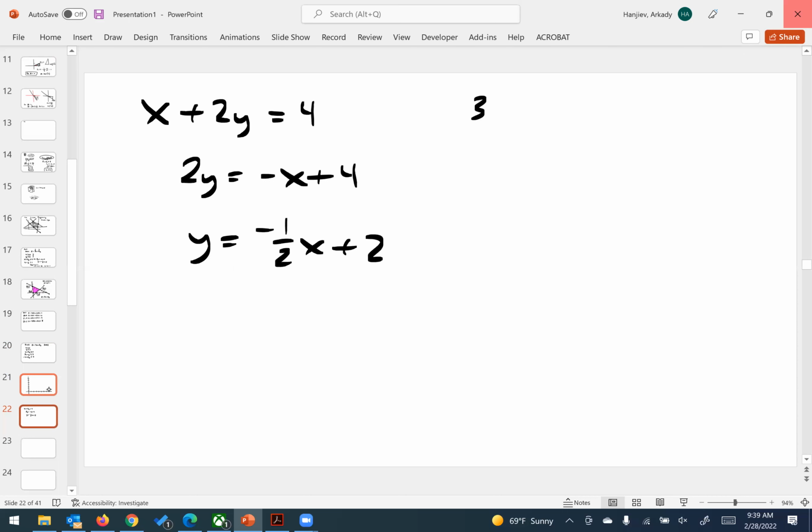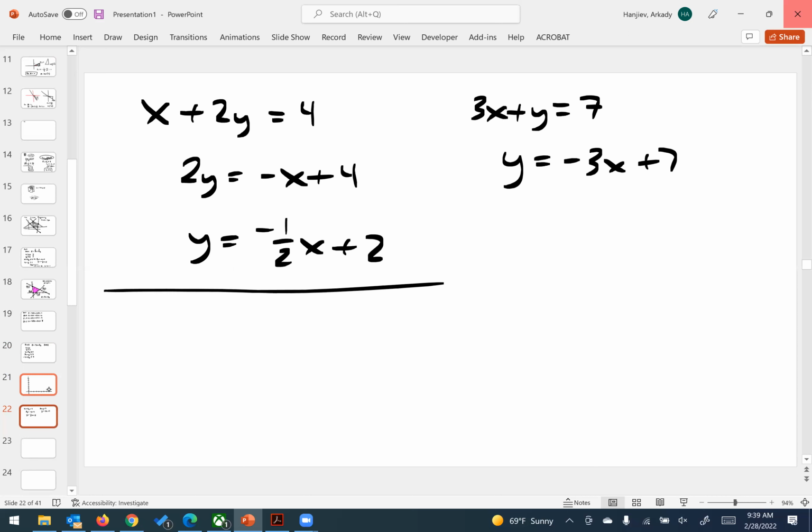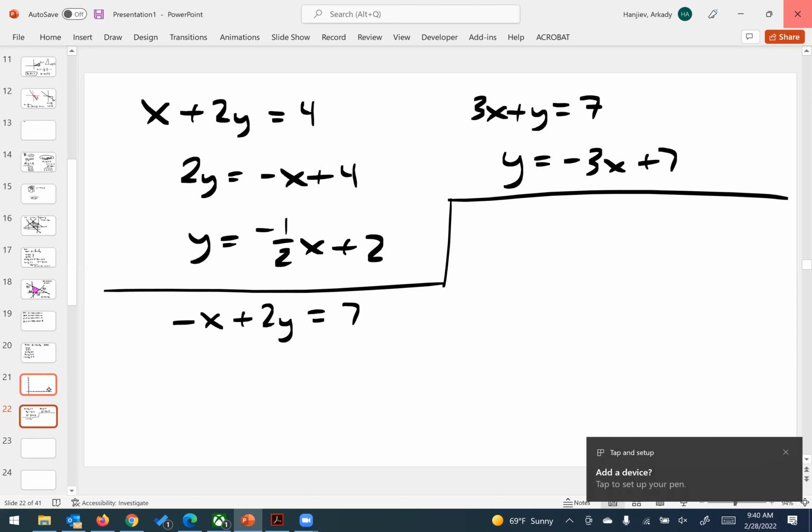Okay, then now let's see, 3x plus y is equal to 7. Let me just solve each of these so I'm ready for graphing here. Negative 3x plus 7. That's that one. Negative x plus 2y equal to 7. Oh, that's not so fun. It has a fraction inside of here. Negative 1/2 x plus 7/2. Again, the object is you have to figure out where the corners are on this thing.